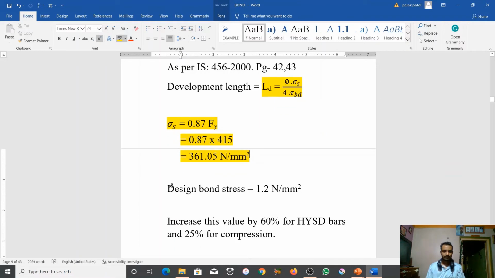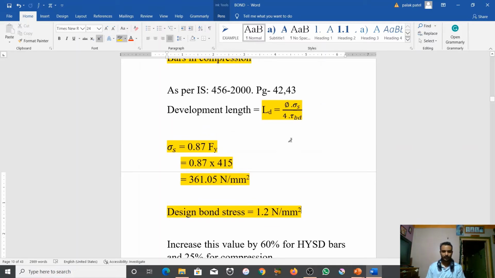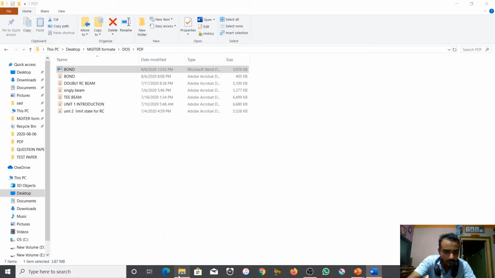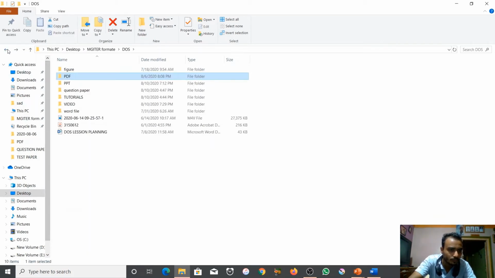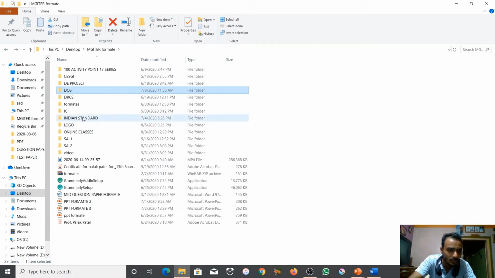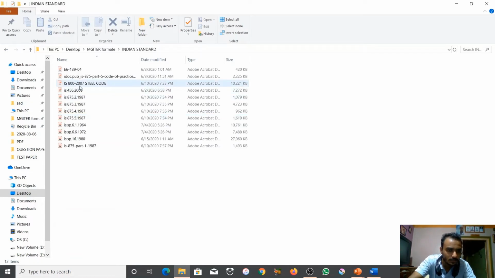Now the design bond stress, tau bd. Tau bd is 1.2. How can you find tau bd? We can find tau bd from the IS code. Just give me some 5 to 10 minutes to find the IS code, Indian Standard IS 456:2000.